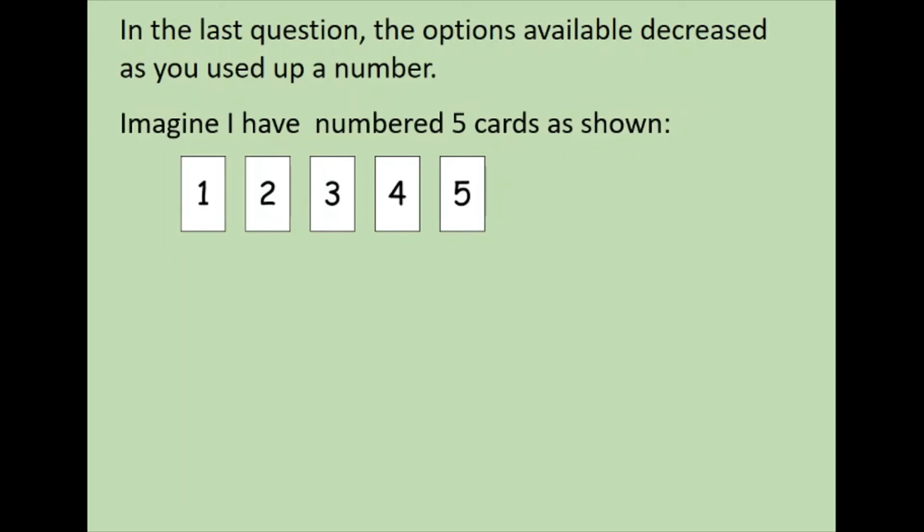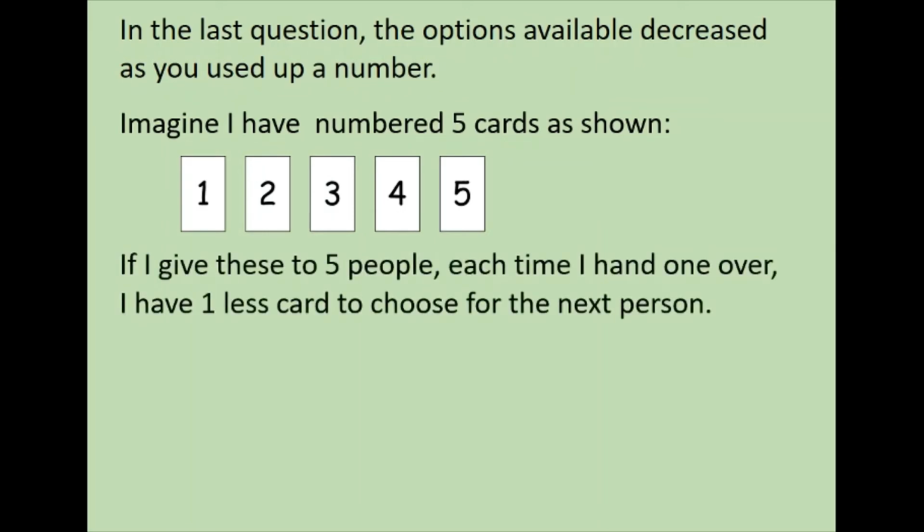Imagine you've got 5 numbered cards as shown. So I've got 5 cards, all with a different number on, and I'm going to hand those out to 5 people. Well, if I do that, each time I do, I'm going to have 1 less card in my hand ready to give to people.